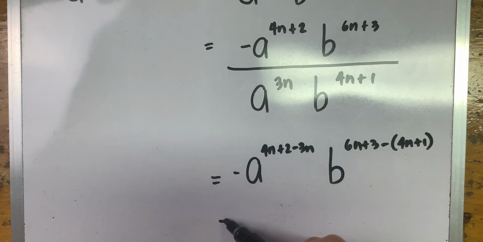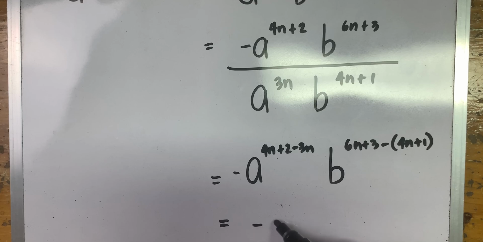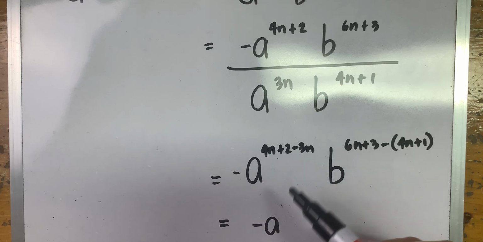Okay, so dito, simplify na natin yung exponent para sa A. Ganun din sa B. So this is negative A. Combine natin lahat ng like terms. So 4n minus 3n is n plus 2.